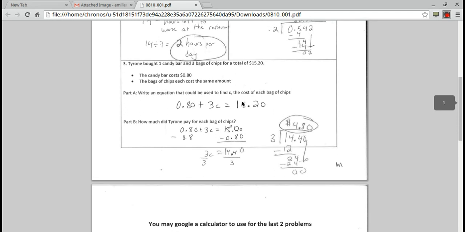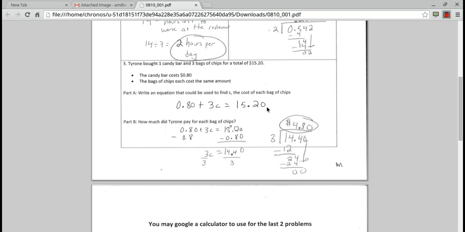Down to number 3, Tyrone bought 1 candy bar and 3 bags of chips for a total of $15.20. The candy bar cost 80 cents. The chips each cost the same amount. We wanted to write an equation for this. My equation is the 80 cents for the candy bar plus 3C, or 3 bags of chips, is going to equal $15.20.